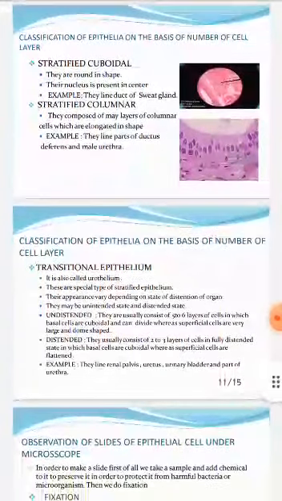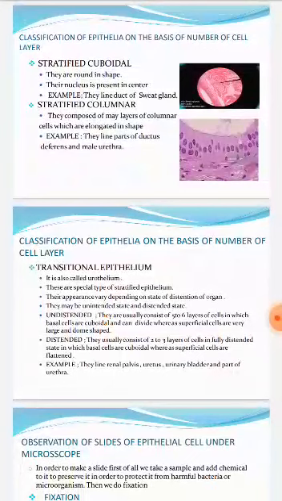Now, what is stratified cuboidal? They are round in shape. The nucleus is present in the center of the cell. Examples are, they line the duct of sweat glands. Stratified columnar, they are composed of many layers of columnar cells which are elongated in shape. Examples, they line part of ductus deferens or male urethra.